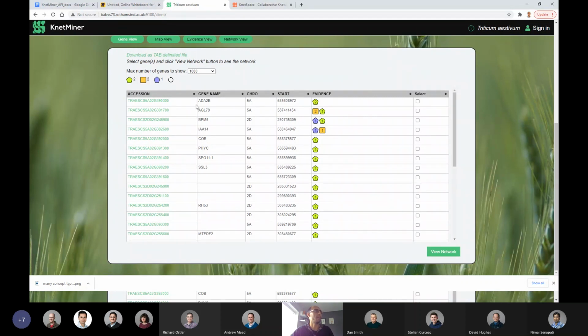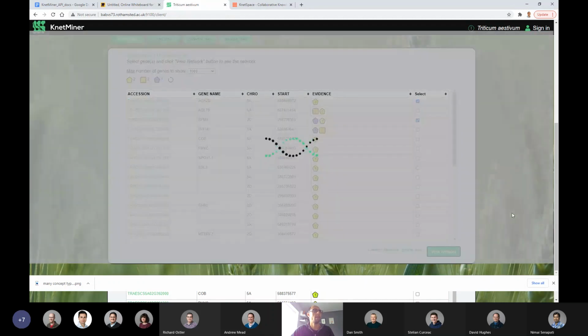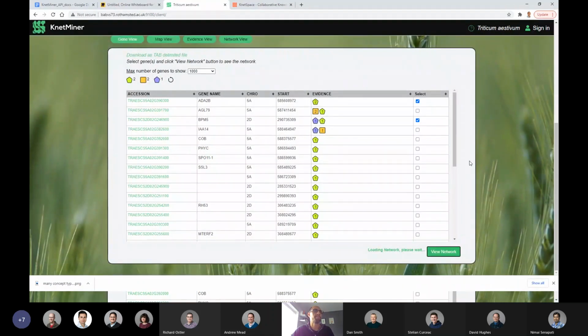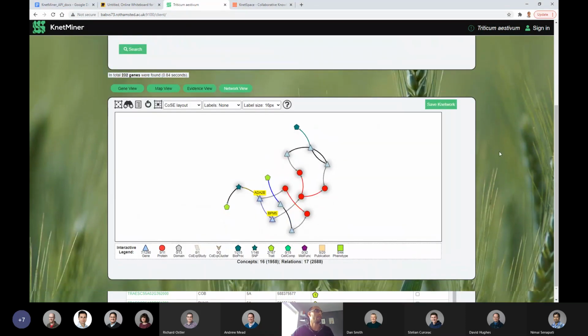So what I'd like to do now is take the top ranked gene on chromosome 5A on my first QTL. It's this one here. I select this one, and the top ranked gene on chromosome 2D on my second QTL is BPM5. So I'm selecting these two genes and asking NetMiner now to generate the network for those genes, so I can see if there are any connections between those two genes.